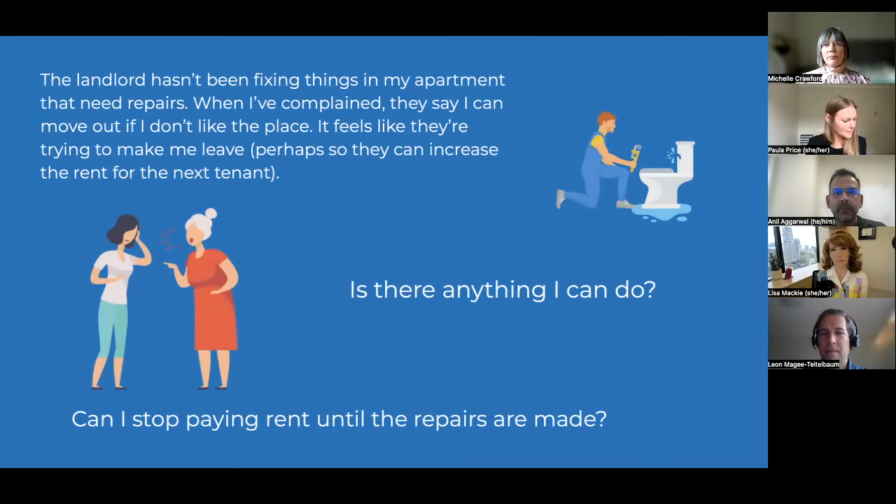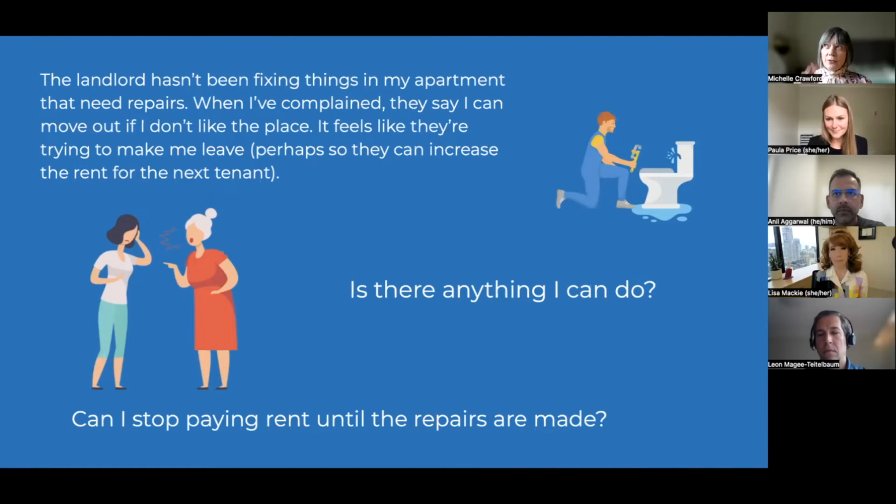Thank you for that. This next question is for Michelle. And Michelle, it is this. The landlord hasn't been fixing things in my apartment that need repairs. When I've complained, they say I can move out if I don't like the place. It feels like they're trying to make me leave, perhaps so they can increase the rent for the next tenant. Is there anything I can do? Can I stop paying rent until the repairs are made?